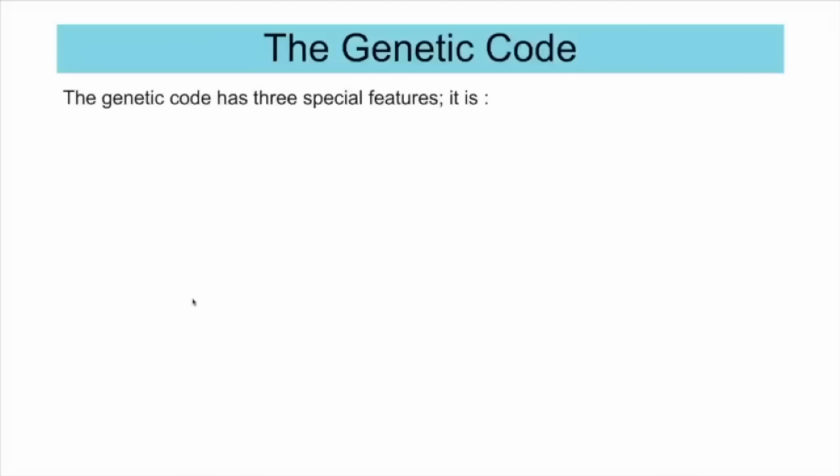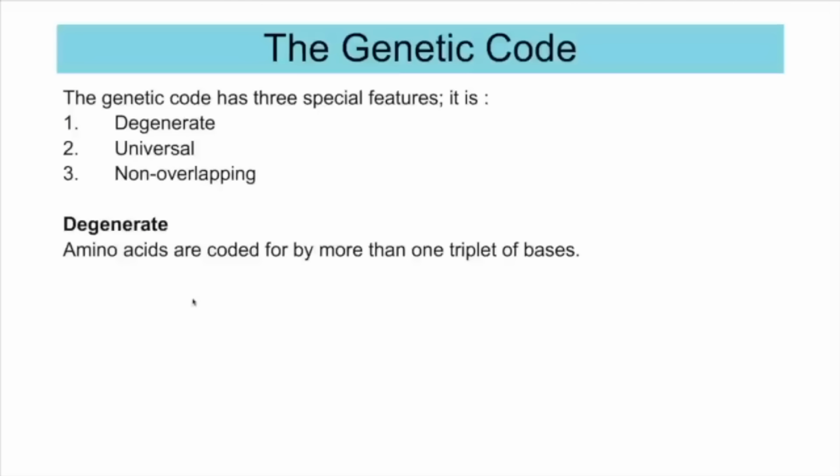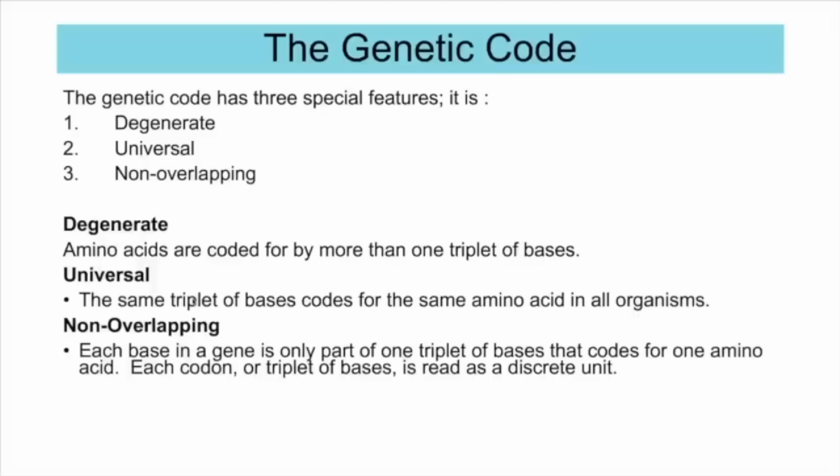So properties of the genetic code then. There are three special features. It's degenerate, it's universal, and it's non-overlapping. Degenerate means that amino acids are coded for by more than one triplet of bases on DNA. Universal means the same triplet of bases codes for the same amino acid in all organisms. And non-overlapping means each base in a gene is only part of one triplet of bases that codes for one amino acid. So each codon or triplet of bases is read as a discrete unit.